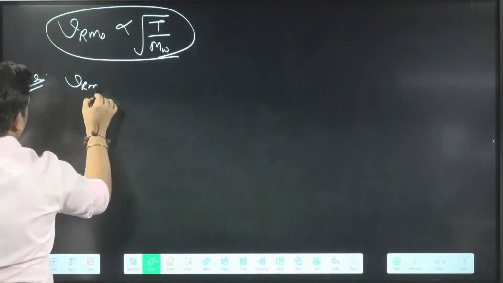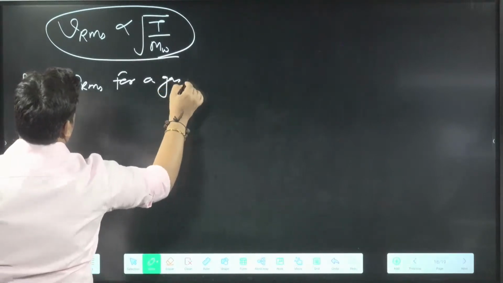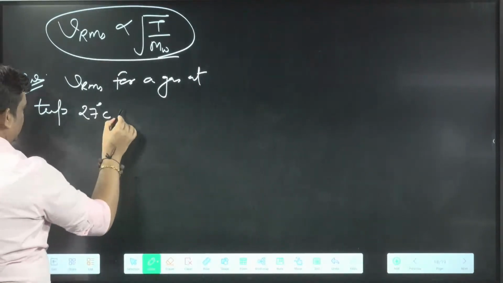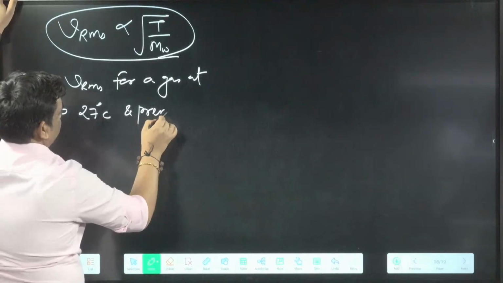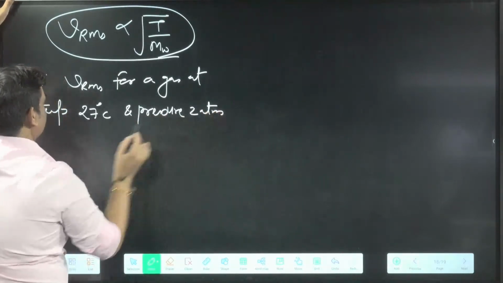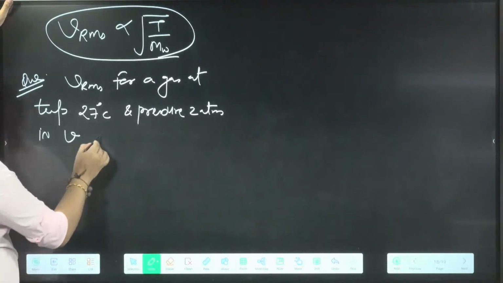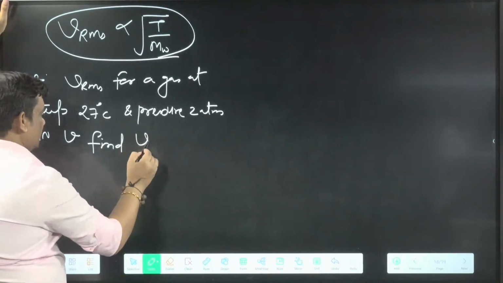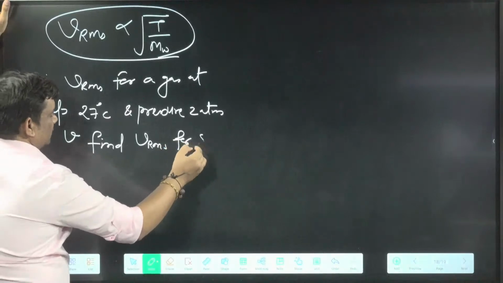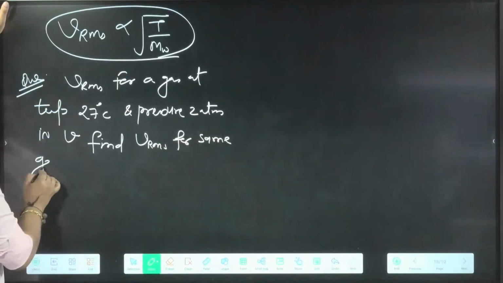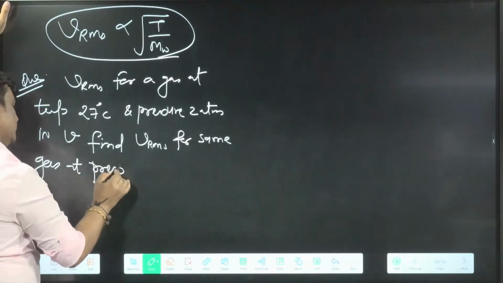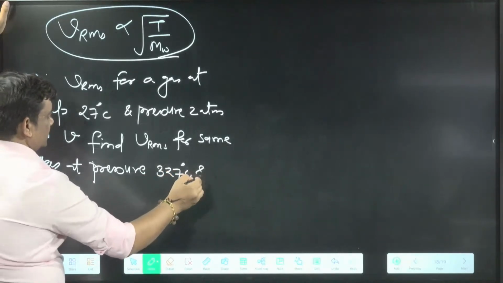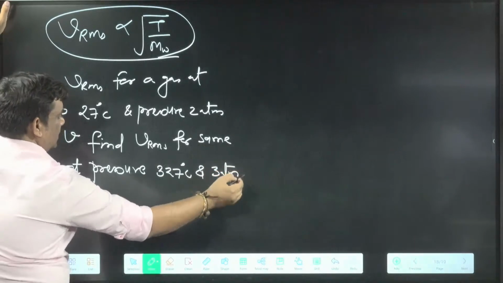VRMS for a gas at temperature 27 degrees Celsius and pressure 2 atm is V. Find VRMS for the same gas at pressure 327 degrees Celsius and 380 mm.